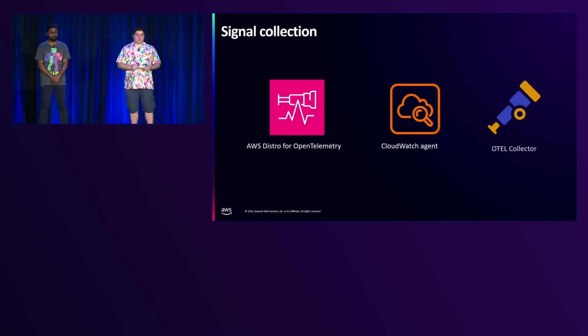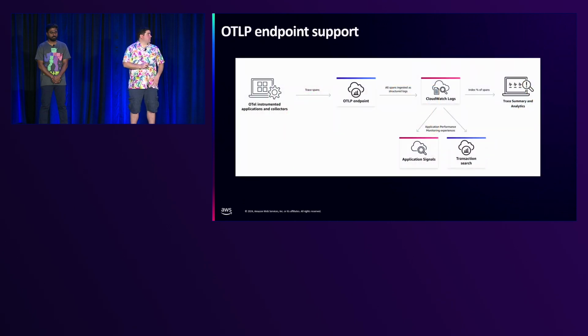So how does signal collection work here? What's nice about Application Signals is it's OpenTelemetry compatible. So the AWS Distro for OpenTelemetry is a good way to do it. You can use the CloudWatch agent or even an OTel collector, which is really neat because of another new feature that was launched, which is OTLP endpoint support. X-Ray now has an OpenTelemetry endpoint that you can send OpenTelemetry to directly. I don't think you need to do a conversion from OTLP to X-Ray. You can send OpenTelemetry directly to X-Ray, and it'll accept it now.